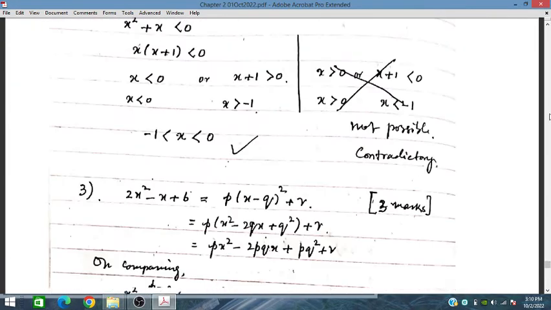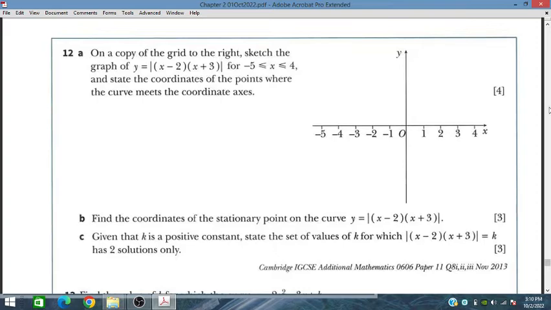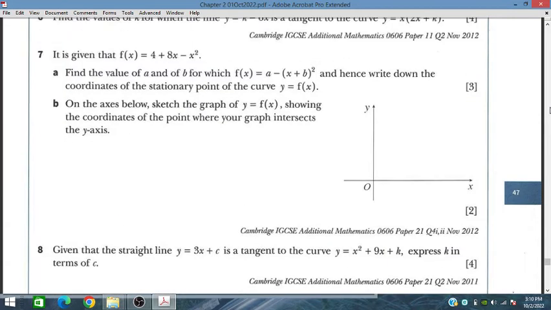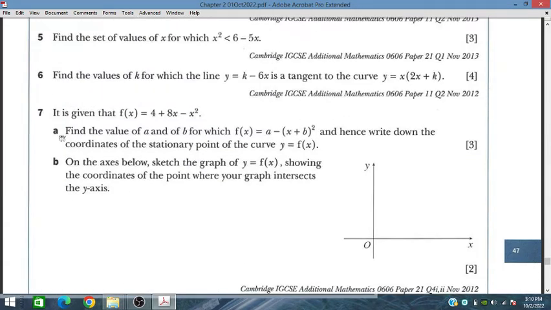Question number 7. It is given that f(x) is equal to this. Find the values of a and b for which f(x) is equal to this. So we have to formulate this shape and the values of a and b with respect to these numerical values, and hence write down the coordinates of the stationary point on the curve. We know that these are the stationary points. So we will solve it.